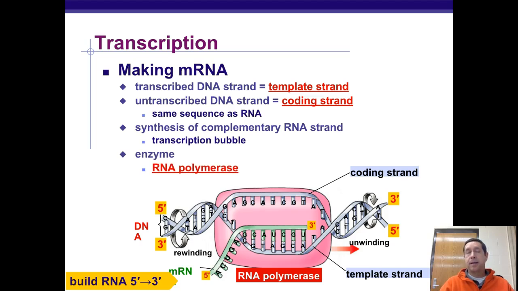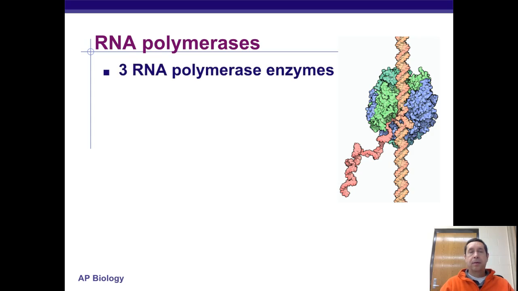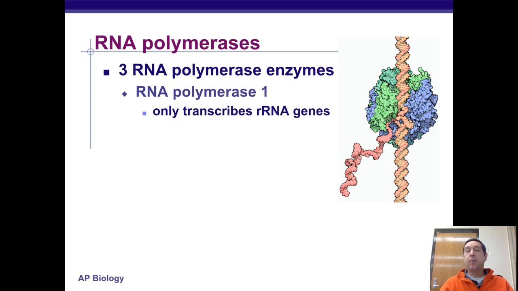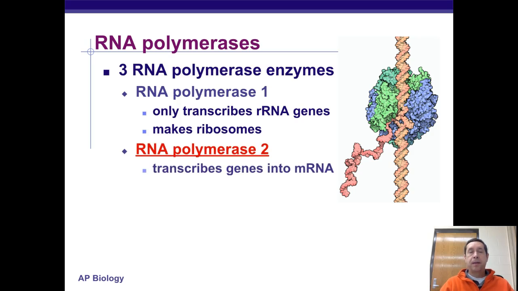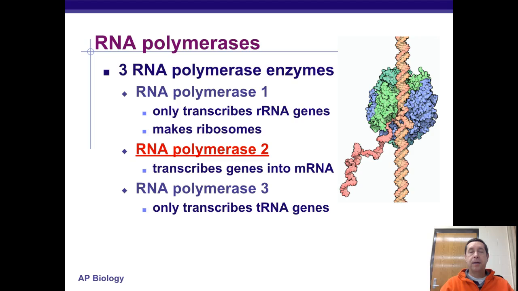So RNA polymerase, like I said, is the enzyme that makes an RNA molecule using a DNA molecule as a template. So there are three RNA polymerase enzymes. Polymerase 1 transcribes ribosomal RNA genes. It makes the ribosome. The ribosome is a mixture of ribosomal RNA and protein. RNA polymerase 2 transcribes genes into messenger RNA. That's the main one we're talking about here in this process. And polymerase 3 transcribes transfer RNAs, which we'll talk about a little bit later when we get into translation.